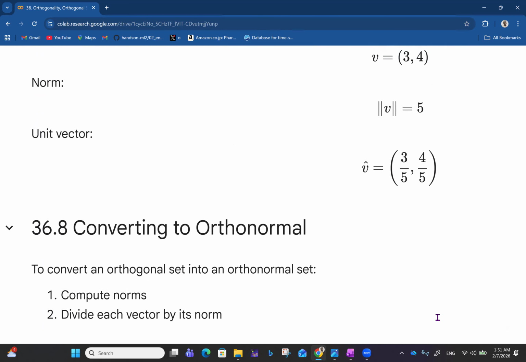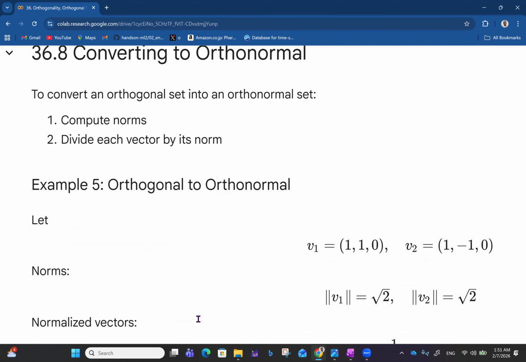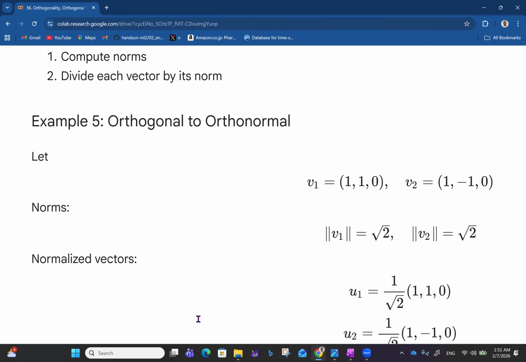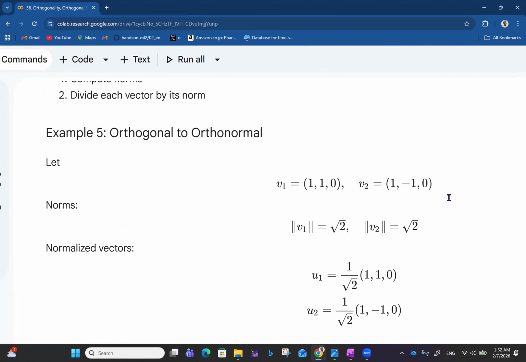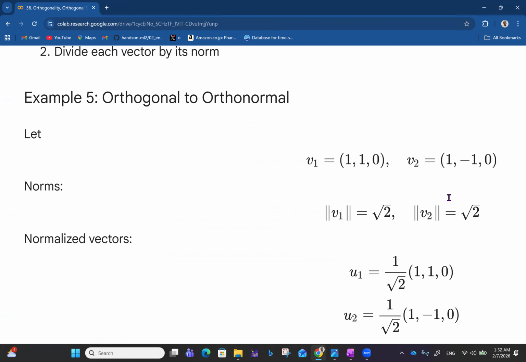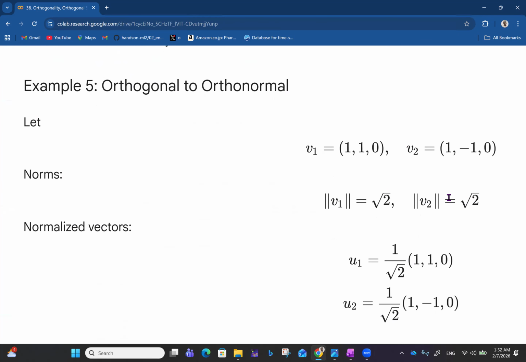Now, how do you convert to orthonormal? To convert an orthogonal set into an orthonormal set, what do you do? First of all, compute the norms. That is why we learned how to compute norms. Then after computing them, you divide each vector by its own norm. That's how to convert an orthogonal set into an orthonormal set. So look at this now.